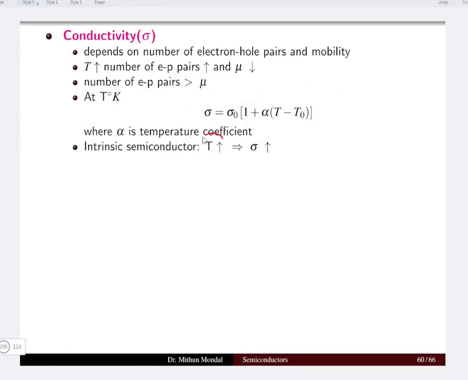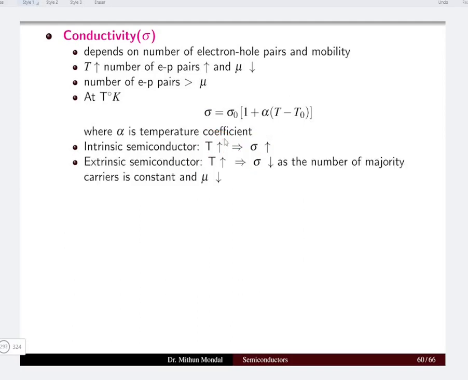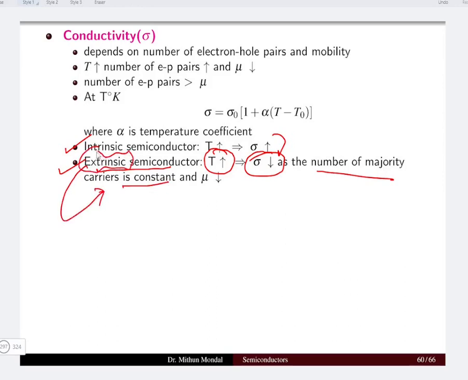So when the temperature increases for an intrinsic semiconductor, the conductivity increases, and in the extrinsic, doped semiconductor, when the temperature increases, the conductivity decreases. So this is an inverse proportion in intrinsic and extrinsic, as the number of majority carriers is constant. So in an extrinsic semiconductor, since it is a doped semiconductor, the majority carriers are constant and only the minority carriers, which are the doped carriers, are changing. So mobility will fall in that. This mobility relationship we have already discussed for extrinsic semiconductor.